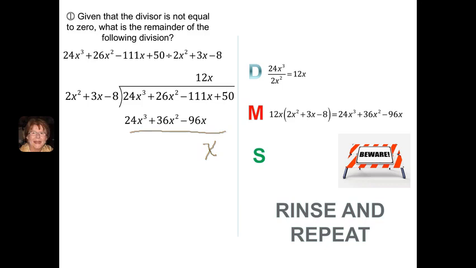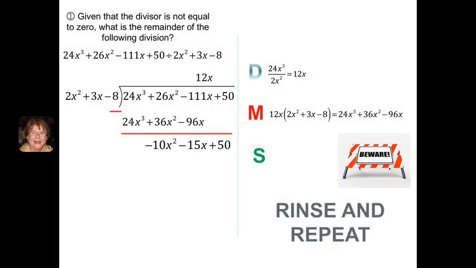And as I've said before, use your calculator if you have issues. But remember, if you're subtracting a negative, it's like adding. Therefore, negative 111x minus a negative 96x is negative 15x. And this is understood that it's 0. So 50 minus 0 is positive 50. So I just subtracted and I was careful collecting my like terms. And I rinse and repeat.